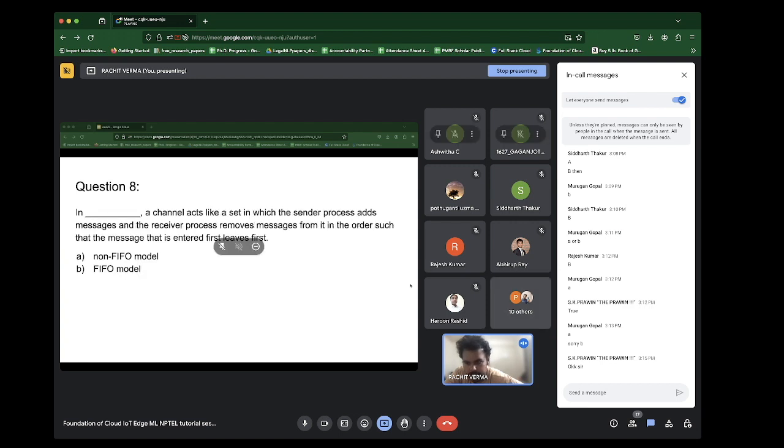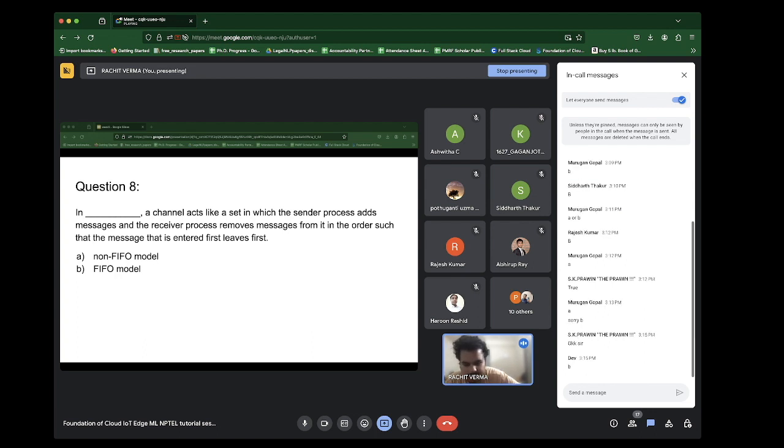So in dash, a channel acts like a set in which the sender process adds messages and the receiver process removes messages from it in the order that the message that is entered first leaves first. So is it A, non-FIFO model, or B, FIFO model? Okay, so do I have any response? It's a B, FIFO model. Okay, fine, good. So 3 people have responded. So Dev, Murugan, Gopal, and one more person. So all of them have said FIFO model. So FIFO model is the correct answer.